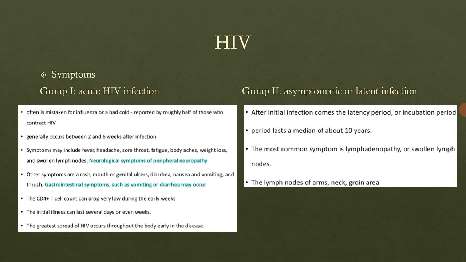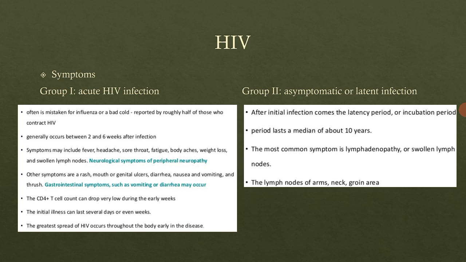Group 2 is the asymptomatic or latent infection, right? As I mentioned, the latent part comes now. After the initial infection is done, there comes the latency period or the incubation period for the virus. In that period, the virus will remain latent in a host cell, right? So this latency period can last about 10 years, which is a very, very long time duration.